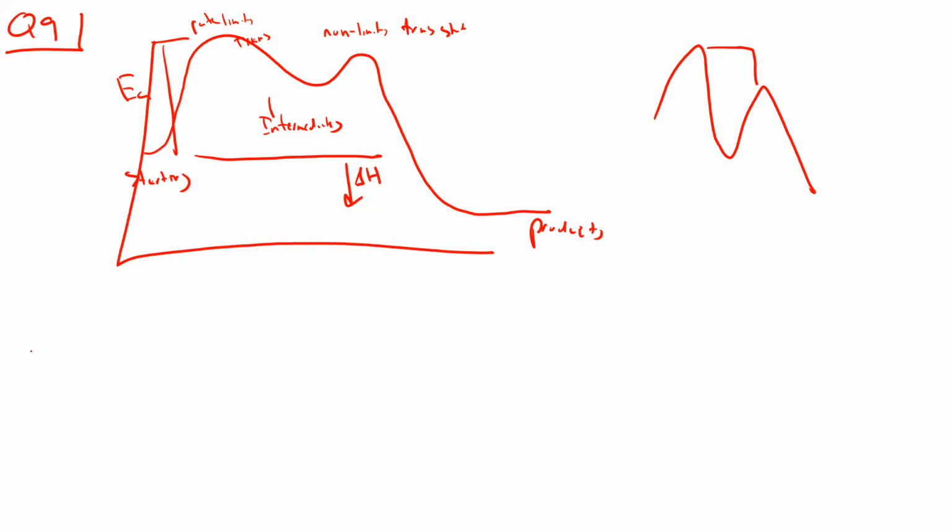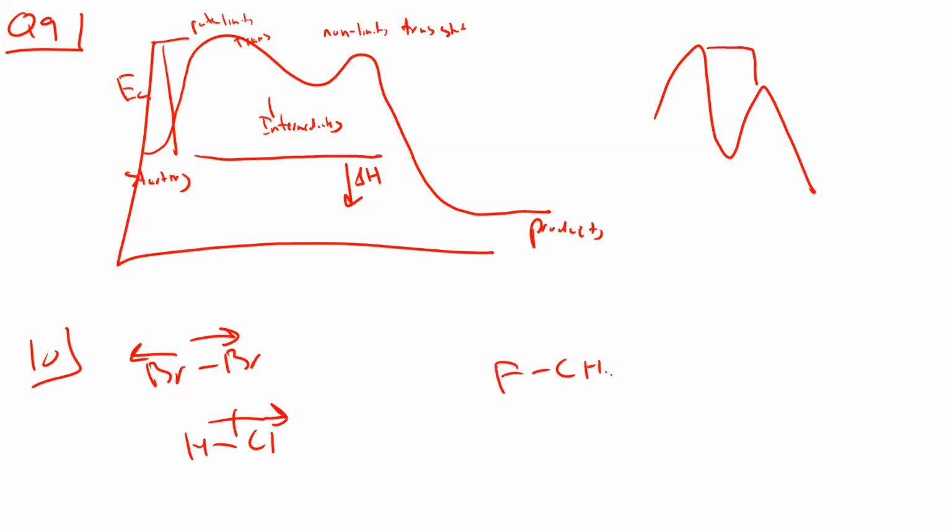And 10 we can do on the same slide. There's not much to 10. It says for each compound, determine the direction of polarity. For bromine and bromine, there is no direction because they cancel each other out. For HCl, you're going to go this direction. And for FCH3, you're going to go this direction.